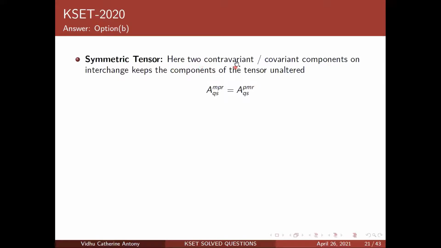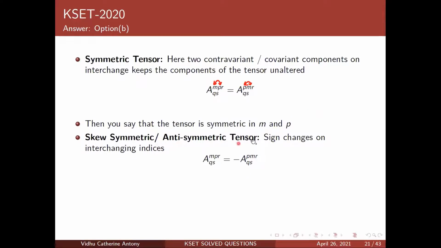Here, if you have two contravariant and two covariant components, and you interchange two of them and they keep the components of the tensor unaltered. So let's say these at the top are contravariant components, and these ones at the bottom are covariant components. And what you need to do here is switch, let's say, M and P. What it basically tells is that the tensor is symmetric in P and M. Now, if you're looking at a skew symmetric or anti-symmetric tensor, the sign changes on changing the indices. Then you say that the tensor is skew symmetric in M and P.